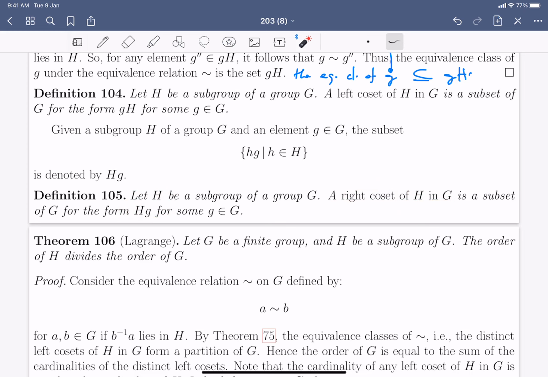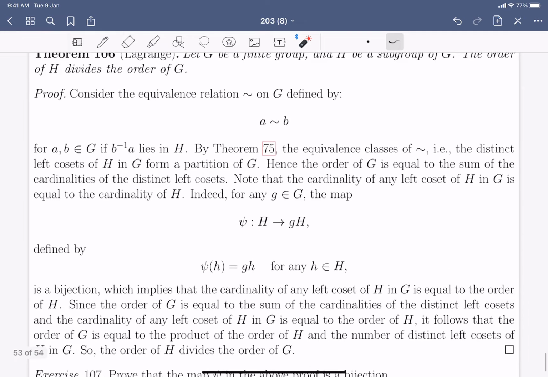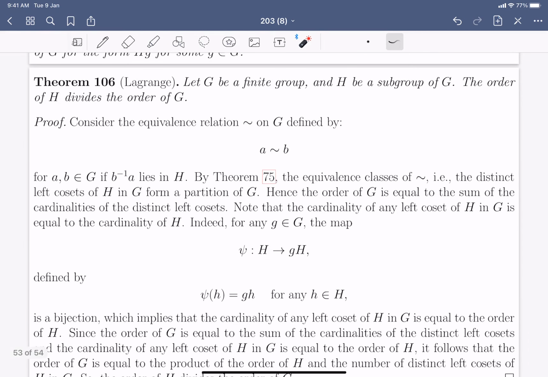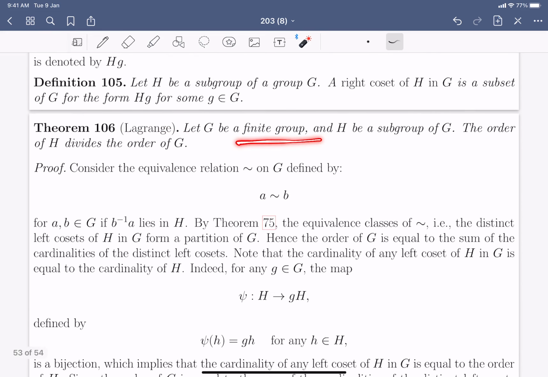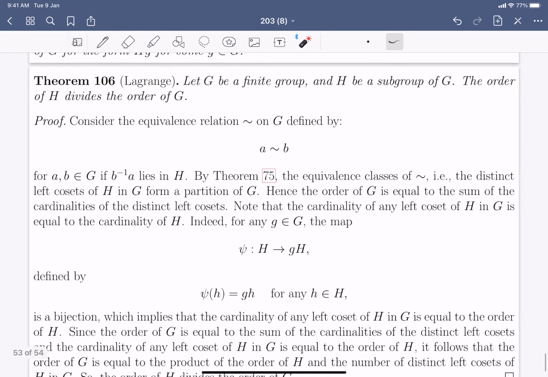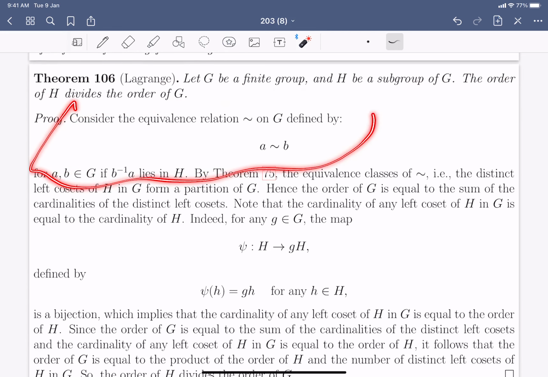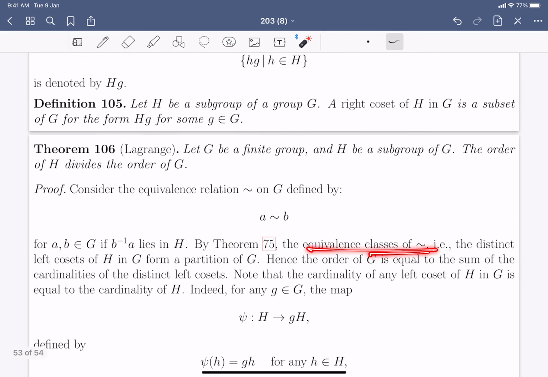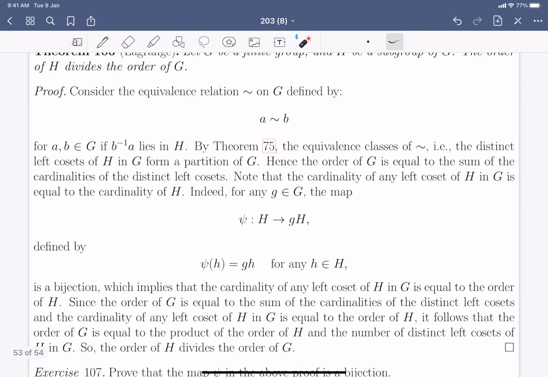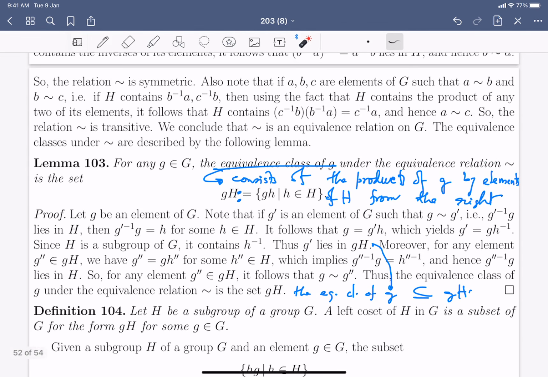Great. And now we are in a position to prove Lagrange's theorem. Start with a finite group G and a subgroup H of it, and I'm going to show that the order of H divides the order of G. We start with the equivalence relation tilde that we have been studying for a while. Recall that the equivalence classes are of the form little g times H. That is, the equivalence classes are left cosets.